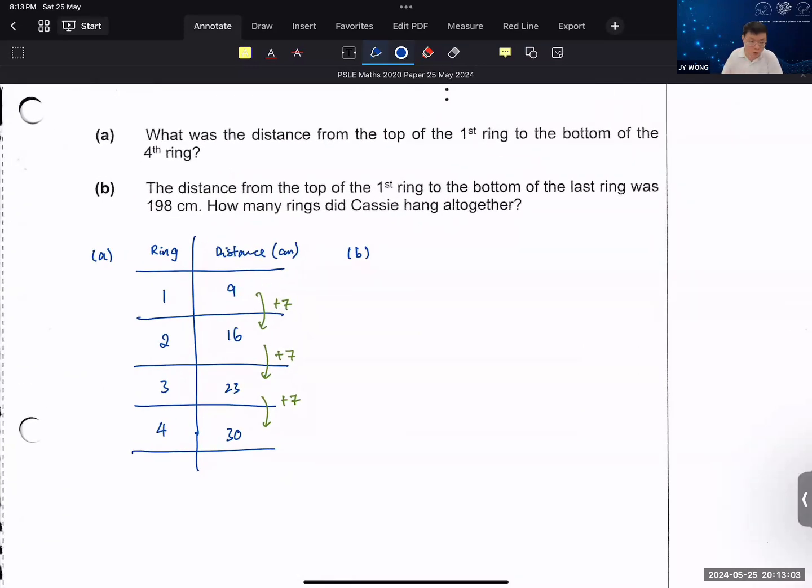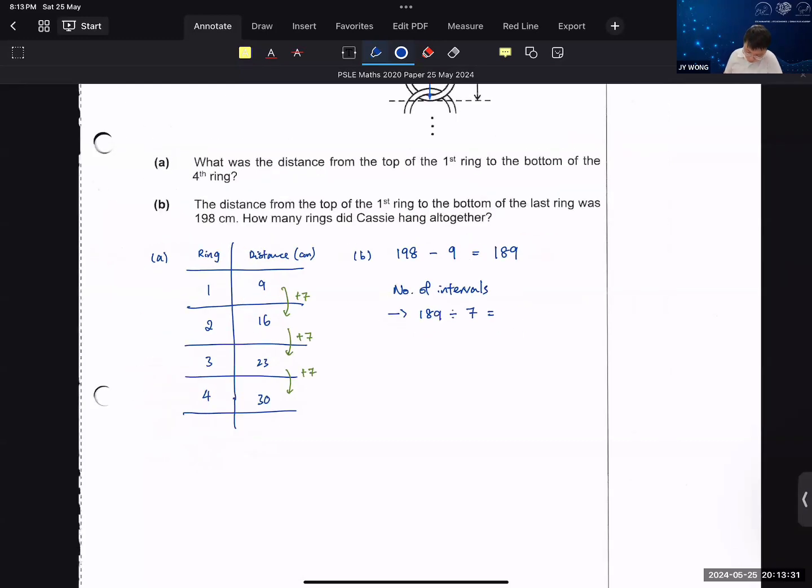So when you work backwards, what will you do? Two ways of doing it. Either you take 198 cm, you minus away the first pattern, which is in this case 9. So this will give you 189. When you divide, you will find the number of intervals. Your number of intervals will be 189 divided by 7.